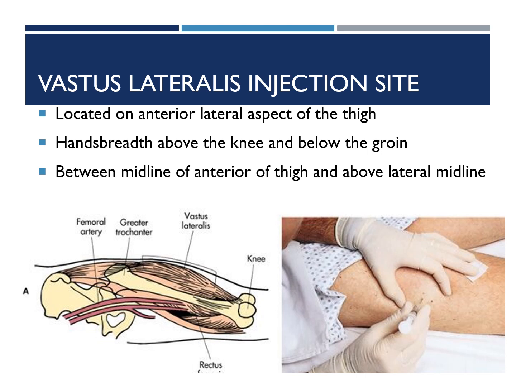The vastus lateralis is found on the anterior lateral aspect of the thigh. It's about 1 hand's breadth above the knee and 1 hand's breadth below the knee. So it's kind of right in the middle of your thigh bone. It's not midline of the thigh, and it's not the anterior of the thigh either. It's kind of in between, so it's kind of above midline.